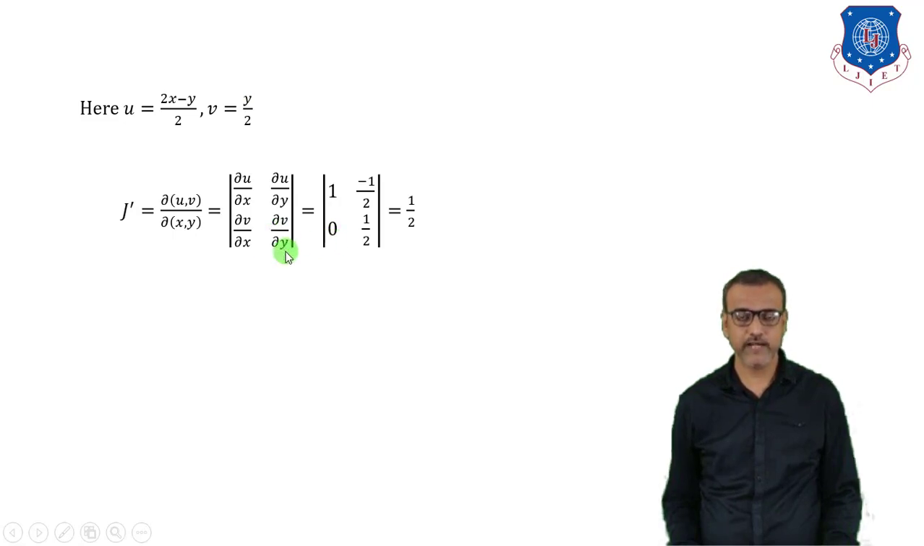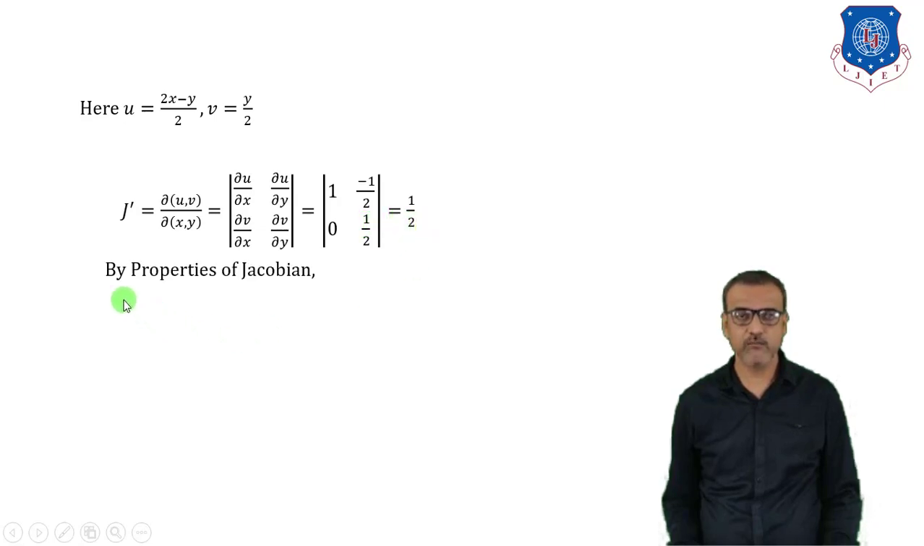Then after del v by del y, that is partial derivative of v with respect to y, right? So keeping x constant and derivative of y with respect to y is 1, so del v by del y, that is 1 by 2. Now we will solve this determinant. 1 into 1 by 2, that is 1 by 2, minus 0 into minus 1 by 2, that is 0. So the result is 1 by 2 minus 0, which is 1 by 2. Now this is the value of J dash, that is equal to 1 by 2.